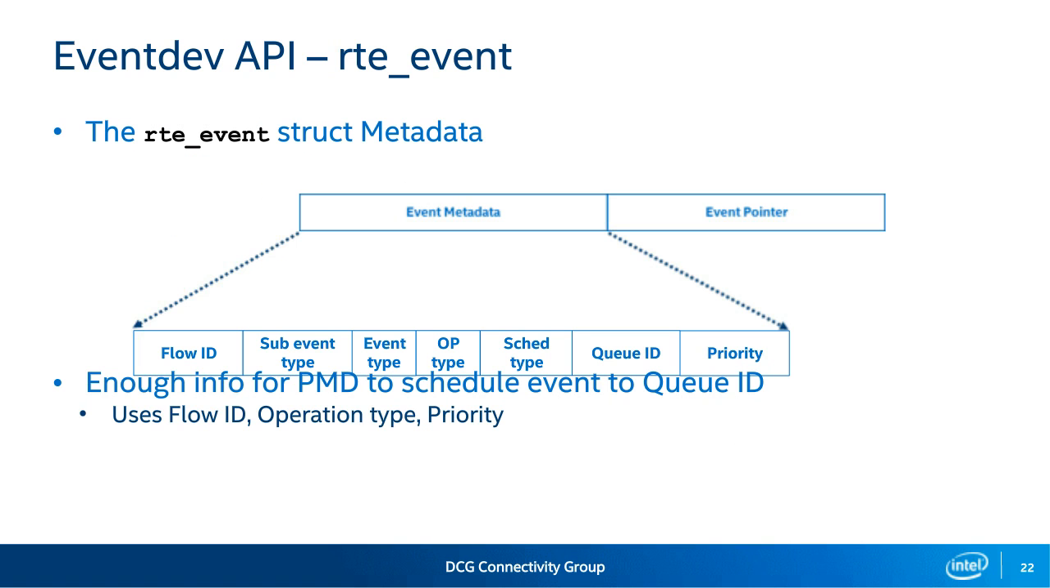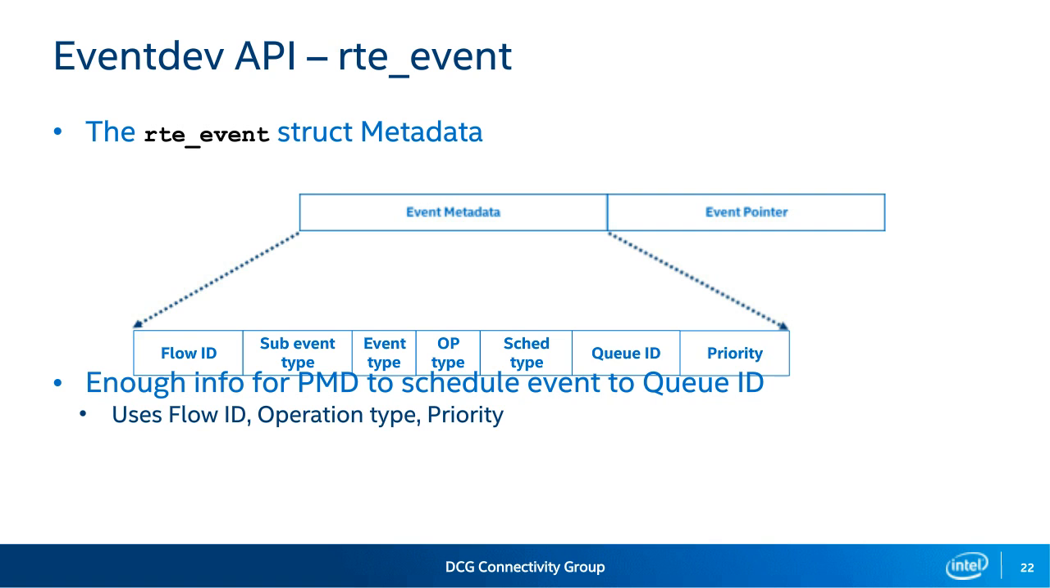If you look at what it contains, the event metadata has multiple fields like flow ID and sub-event type. Most of them are used; there are a couple that are reserved at this point. But just looking at flow ID, the operation type and priority, the PMD can figure out where it's supposed to go. Those three areas are enough for the event dev scheduler to look at the packet and figure out where to put it next.